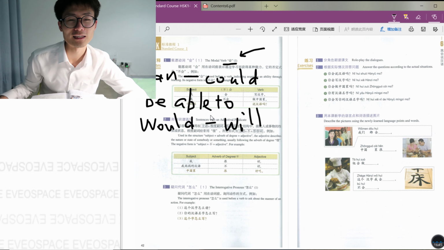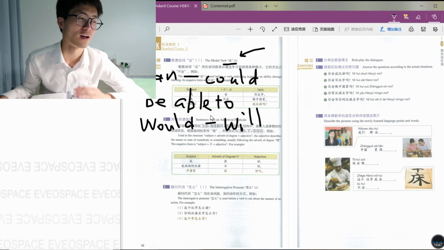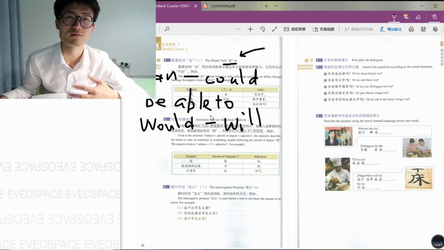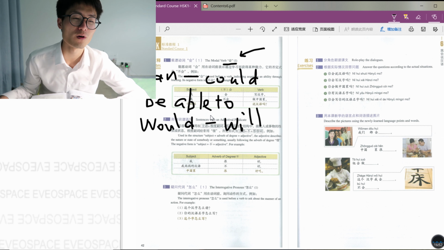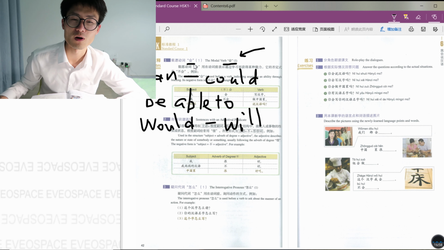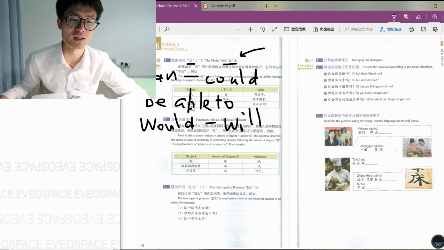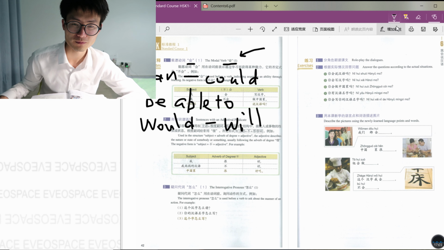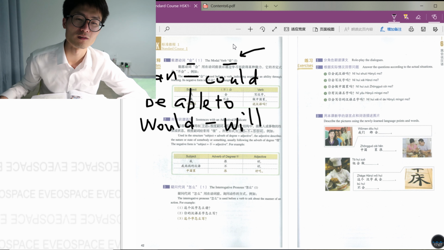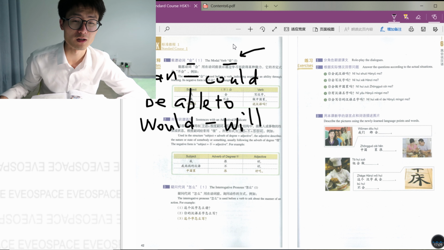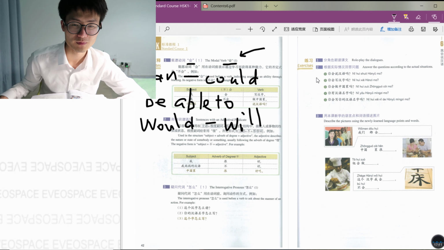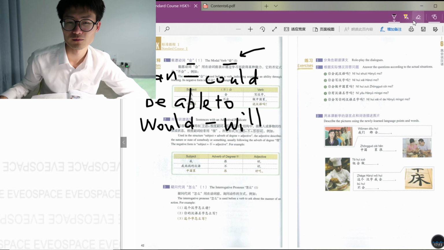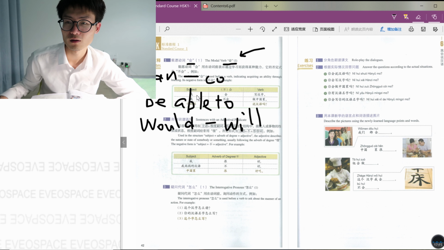So as you can see, Chinese is a tenseless language with no inflection in its verbs or nouns. So this one carries lots of meanings. So you must master this word, 会.